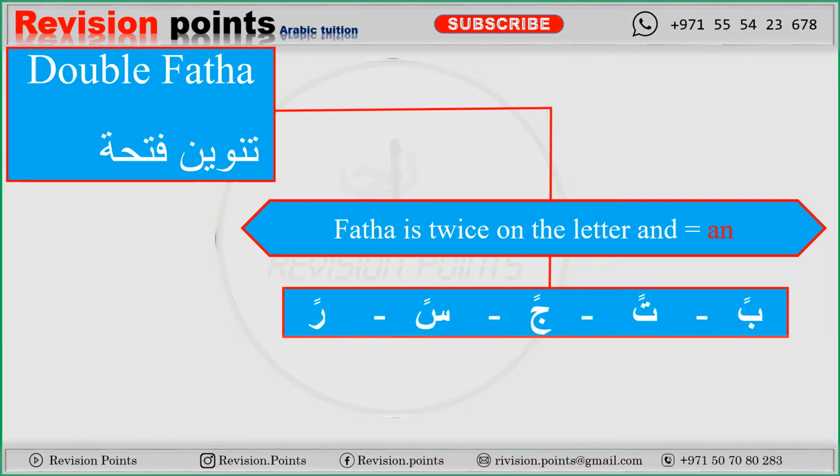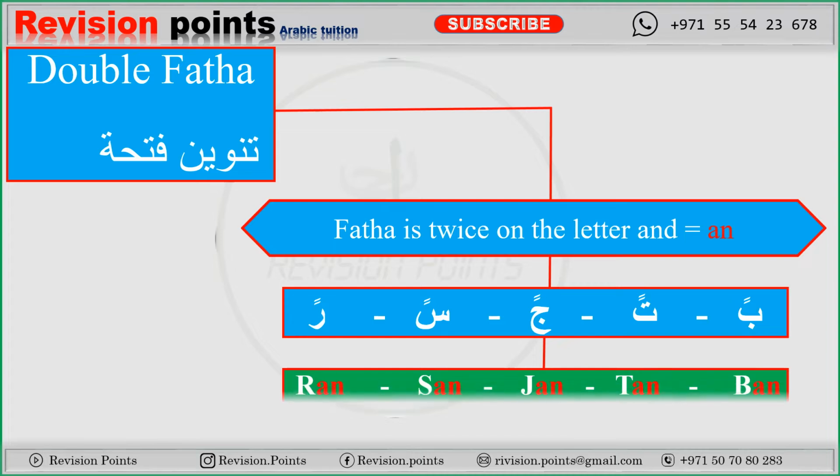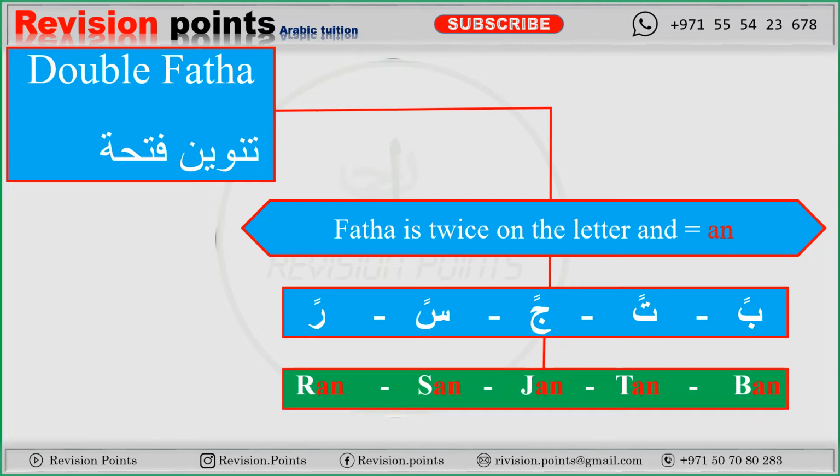Ba with double Fatha, Ta with double Fatha, Jim with double Fatha, Sin with double Fatha, and Ra with double Fatha. Ba is B, Fatha is A, one more Fatha is N: Ban. Ta is T, Fatha is A, one more Fatha is N: Tan. Jim is J: Jan. Sin is S: San. Ra is R: Ran.